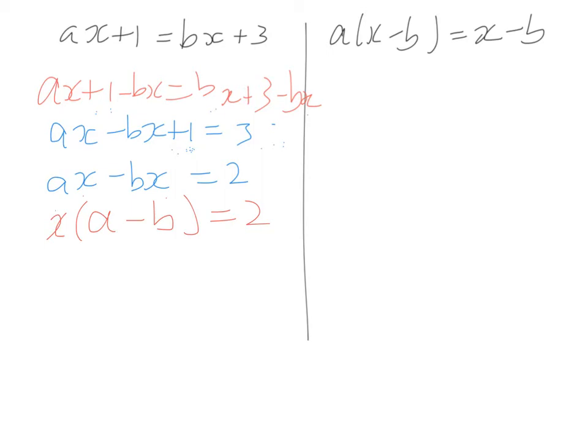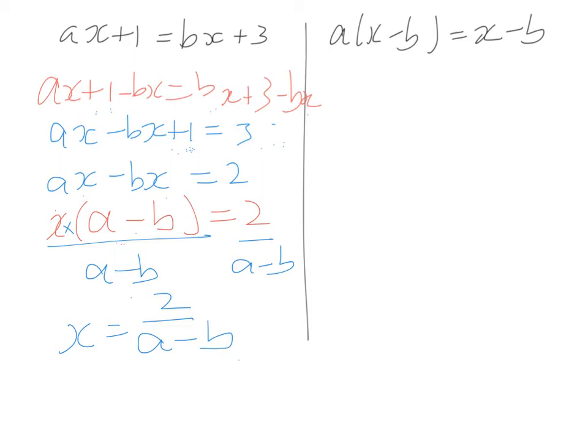Now we can divide both sides by a minus b because x is multiplying that. So we divide this side by a minus b as well. a minus b divided by a minus b is 1. So we're just left with x equals 2 over a minus b.